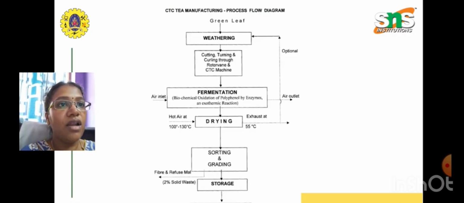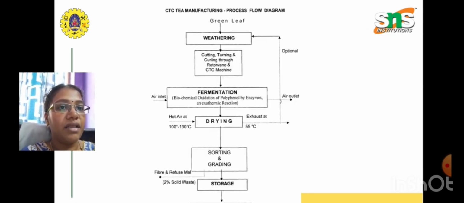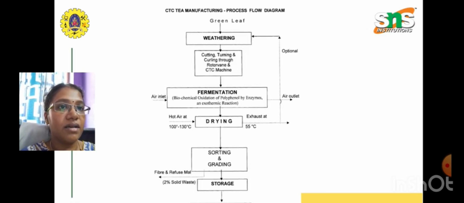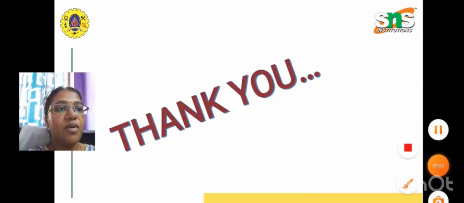So this is the overall process flow diagram for CTC tea manufacturing. As we already discussed, the main unit operations are withering, fermentation, drying, sorting and grading, storage, and then we blend and pack. Orthodox tea involves the same process, whereas the fermentation, hot air inlet and exhaust air temperatures, and other details are stated here. In CTC we use the rotovane and CTC, whereas here we use the orthodox roller. So this is about the processing of tea. Thank you.